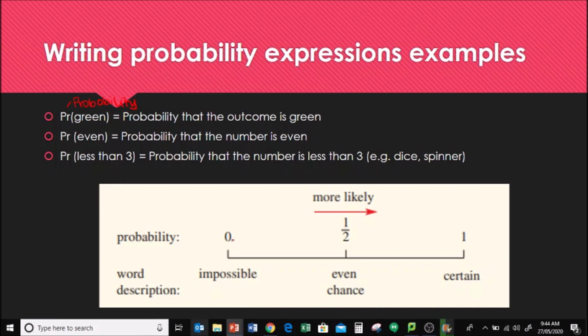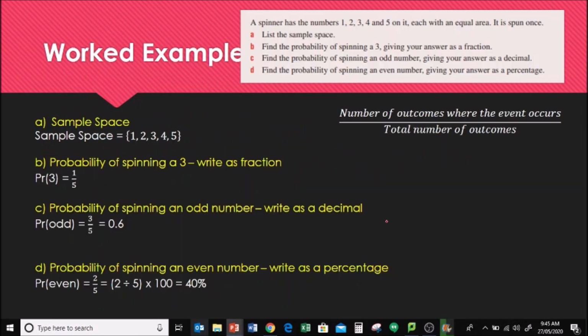So you've got 0 being impossible. This is like an even chance, or sometimes we say 50-50. In percentages, we do 50%, and 1 being certain. And there's more words like unlikely, highly unlikely, likely, possible. But at the moment, we're just going to be dealing with perhaps about 5 words.